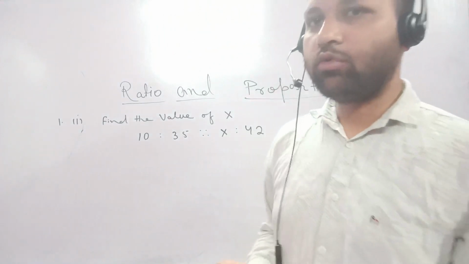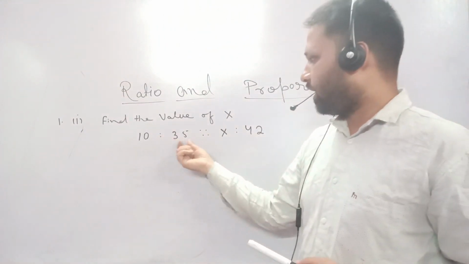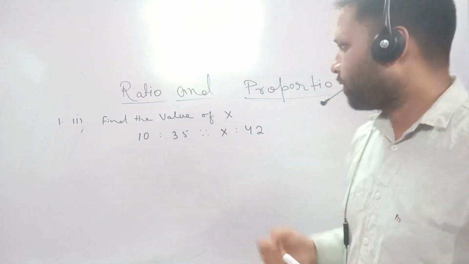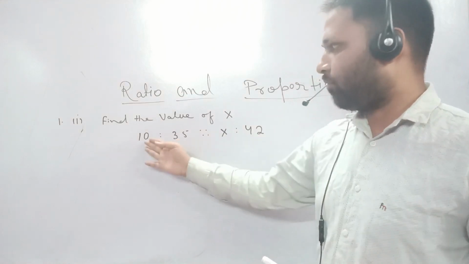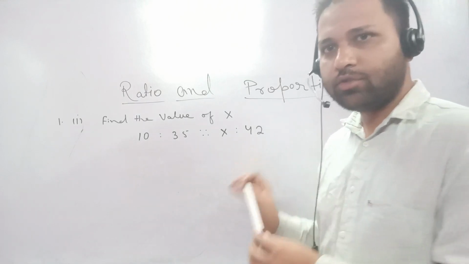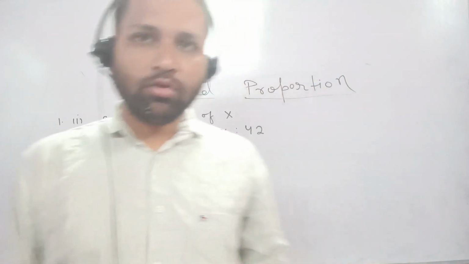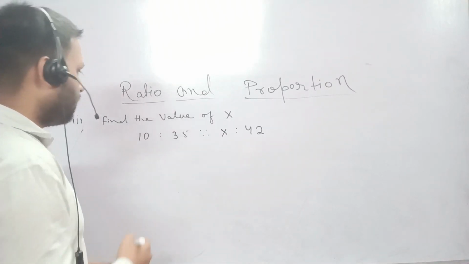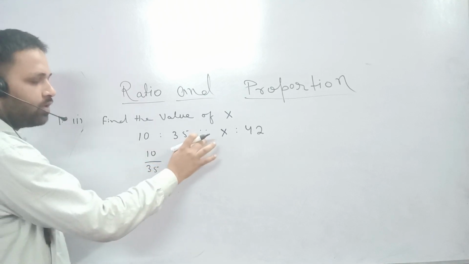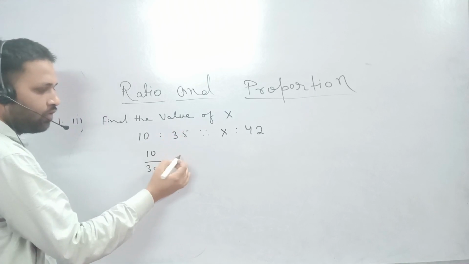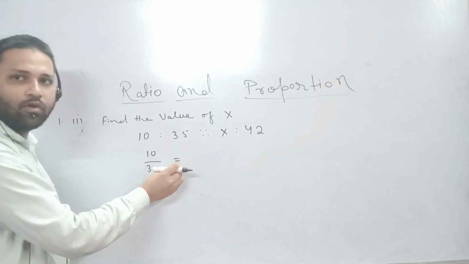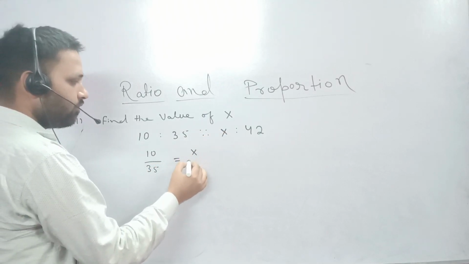First question is: find the value of x. 10 is to 35 in proportion to x is to 42. In this type of question, x may be in the first, second, third, or fourth position, whatever its position. So how to find the value of x? It is very simple. You just write 10 by 35, and we know that proportion is nothing but equal to. If you change it to proportion, you change it into an equal sign, and write here x by 42.